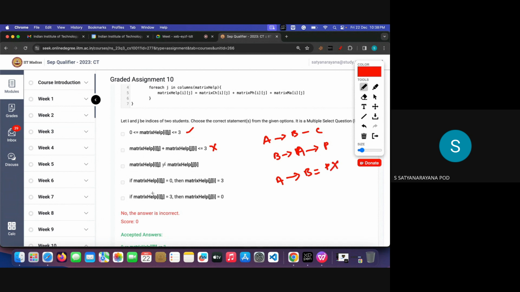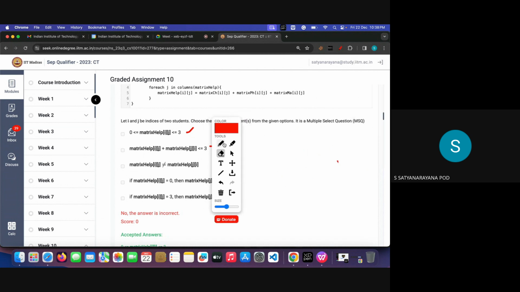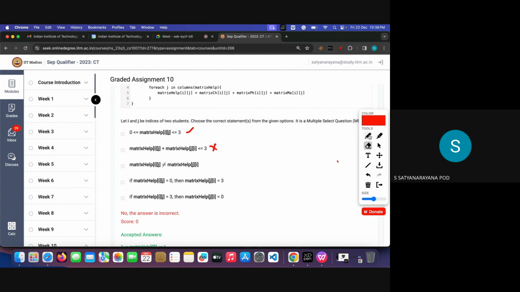So at most 3 only. Understood? What you are telling is right. So maximum 3 only. So this option is also correct. Now let me see this one.